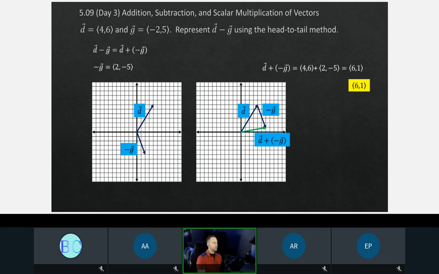Also, your quiz, instead of using initial and terminal point, they used head and tail, and I didn't emphasize head and tail, and I don't think your modules did either. But when it talks about the head and the tail of a vector, the very front, the arrow, is the head of the vector, and the starting point is the tail, the back end. So there's the tail, there's the head. Just want to clarify that because I didn't before.